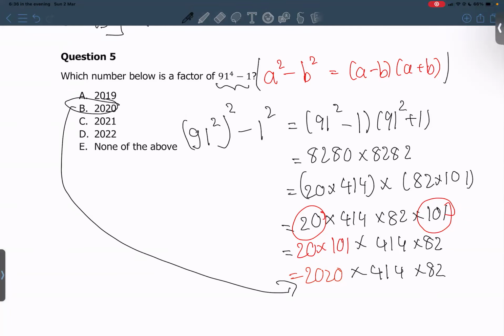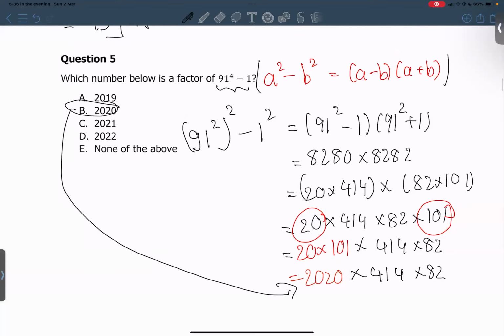A squared minus B squared equals A minus B times A plus B. But for the expression that they gave us, it's to the power of 4. So we can just rewrite it this way, like what I just wrote: 91 squared, and then squared again, because there's a formula for that too.